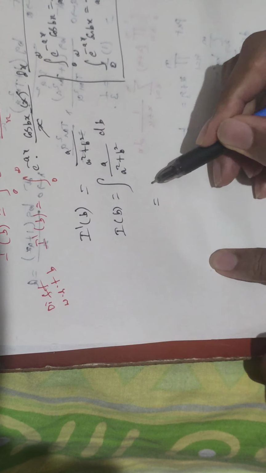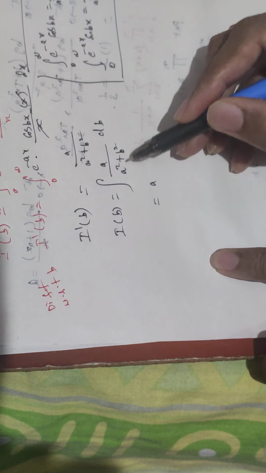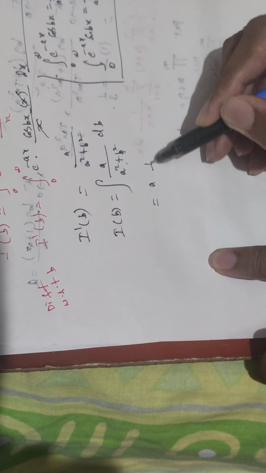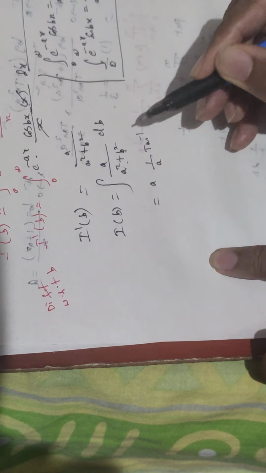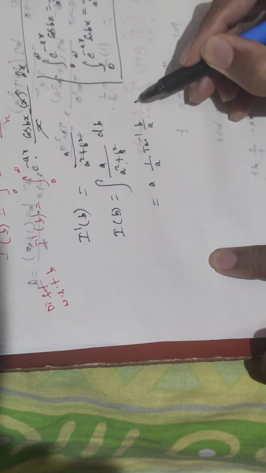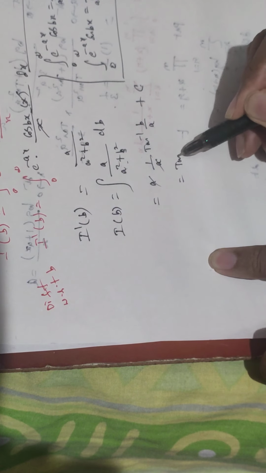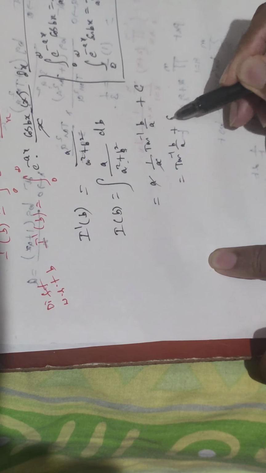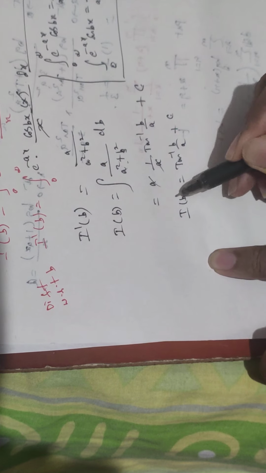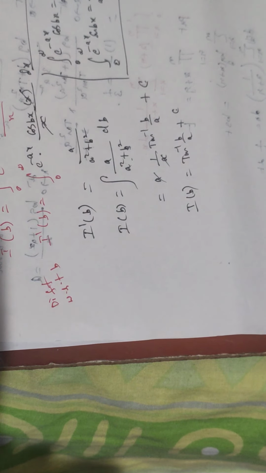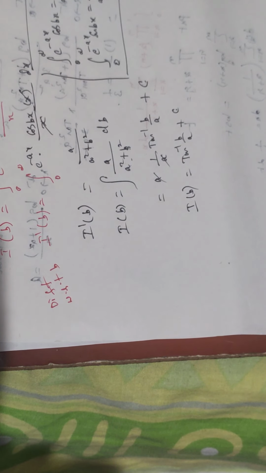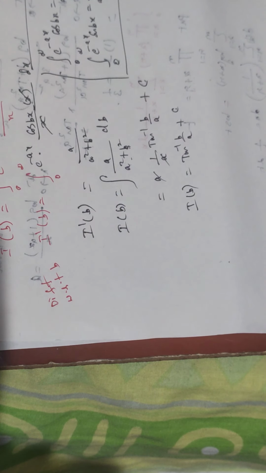So a is a constant. It is in the form of 1 by a square plus x square. So 1 by a into tan inverse x by a, that is b by a, plus some integrating constant c. A cancels. So tan inverse b by a plus c, where c is the integrating constant. Some initial condition is required, but here that condition is not directly given.